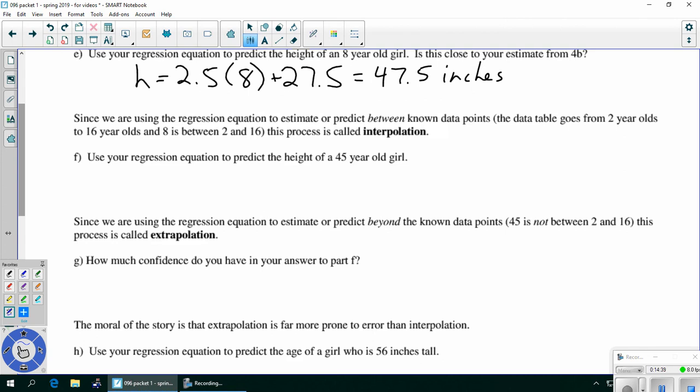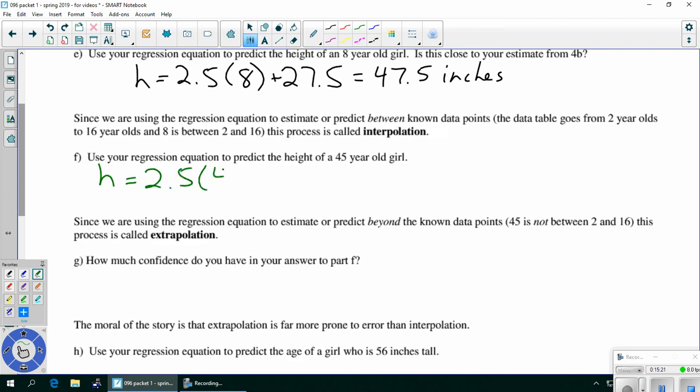But in part F, we're going to use the same equation to predict the height of a 45-year-old girl, and I'll just point out down below that we are about to use the regression equation to estimate or predict beyond the data points. The data points, again, are between 2-year-olds and 16-year-olds, and 45-year-old is outside of that range. And so what we're about to do by plugging 45 into our equation is called extrapolation. So if you're in between the data points, like 8 is in between 2 and 16, then you are interpolating. But if you're outside the data points, 45 is outside of 2 and 16, that's called extrapolation. So let's extrapolate with a 45-year-old girl.